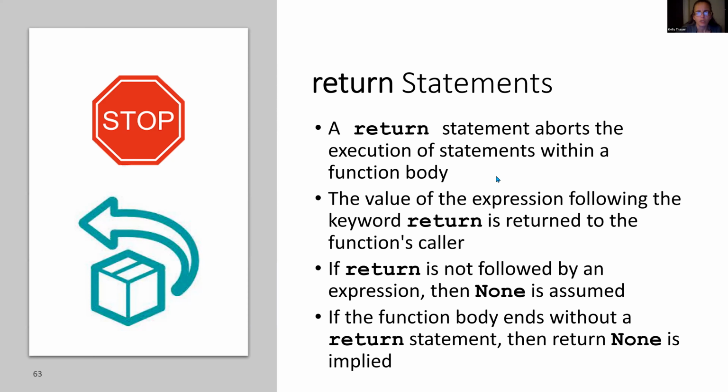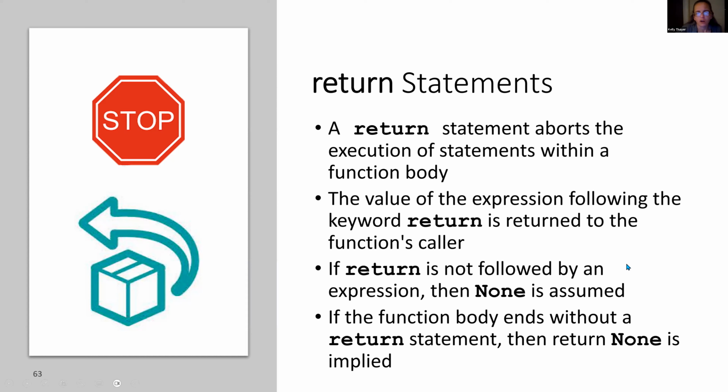A return statement aborts the execution of statements within a function body. So even if there is more code after the return, if your pointer gets to that return statement, that's it. It's over. Function execution is terminated. The value of the expression following the keyword return is the thing that's going to be returned to the function's caller. That's how we get the information out of the function, because remember, the function is going to terminate and all of the local variables are going to be destroyed. And so if we couldn't send the information out, how would there be any way to capture it? Well, it's because of this return.